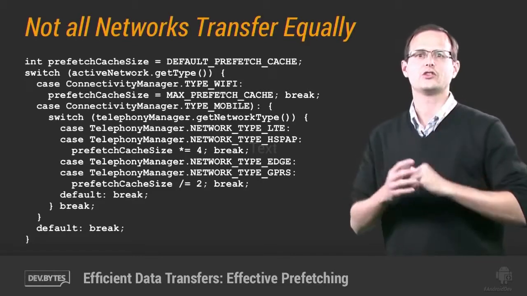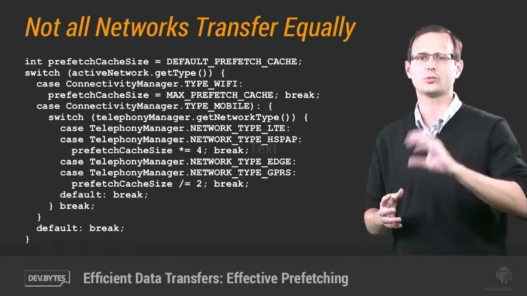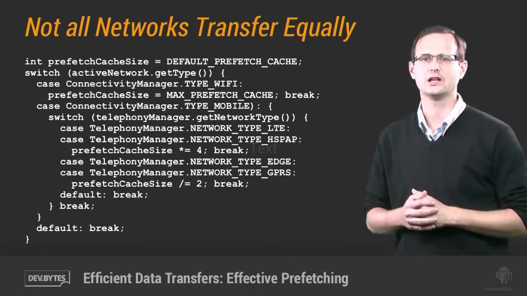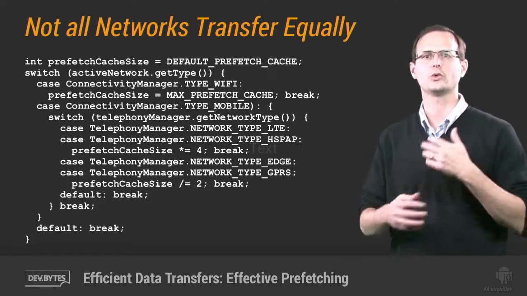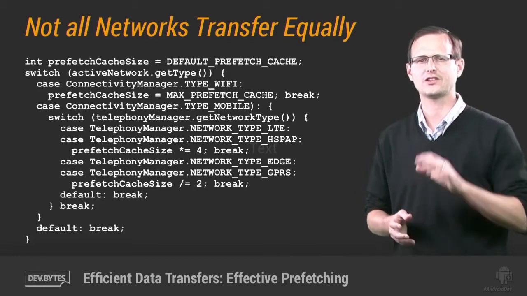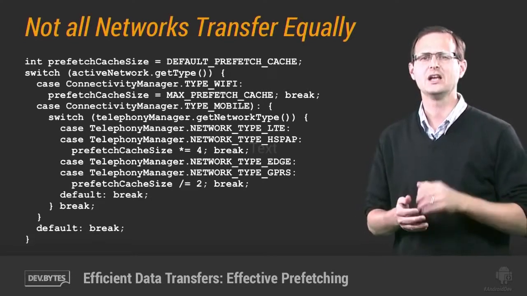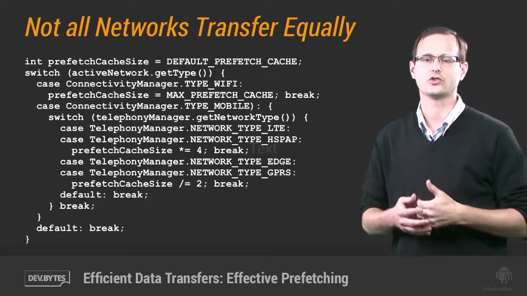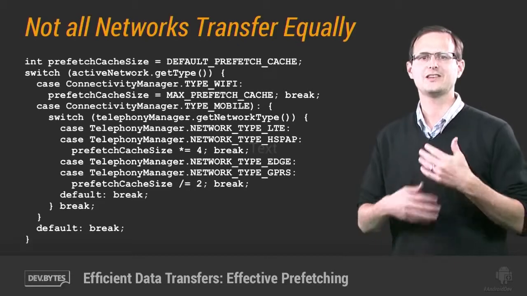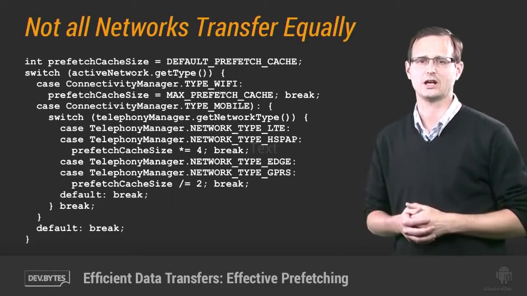This code sets a default value for 3G networks and increases or decreases the size of the prefetch cache based on the speed and cost of each network. Note that we want to prefetch significantly more data on faster 4G networks, and that's both to account for the larger amount of data that can be downloaded within the same time period, but also because of the higher battery cost associated with these radios. So that makes it even more important that we avoid extra state transitions whenever we can.